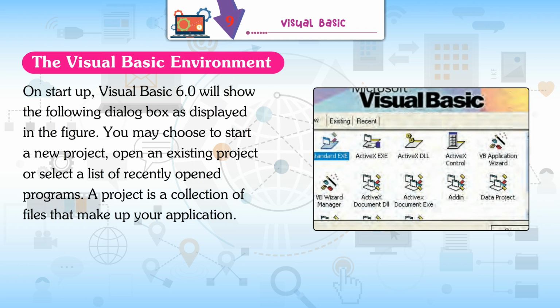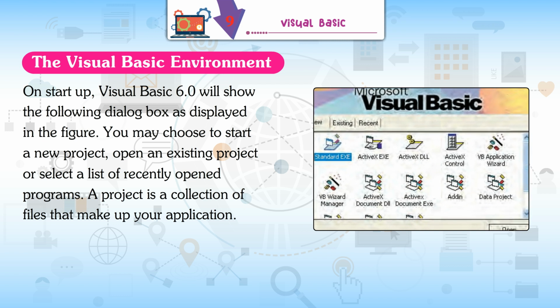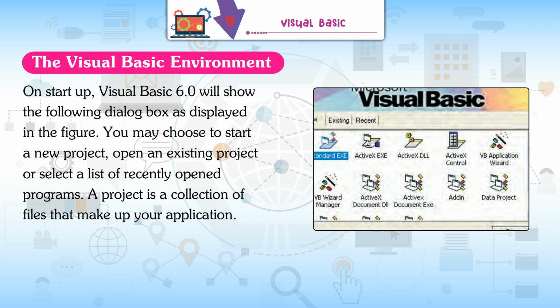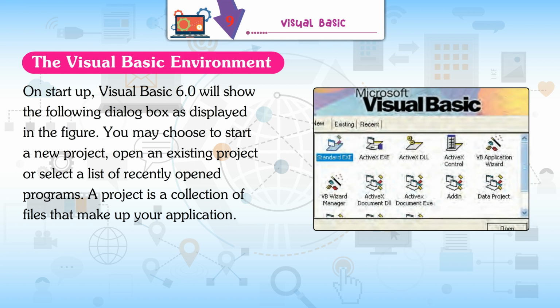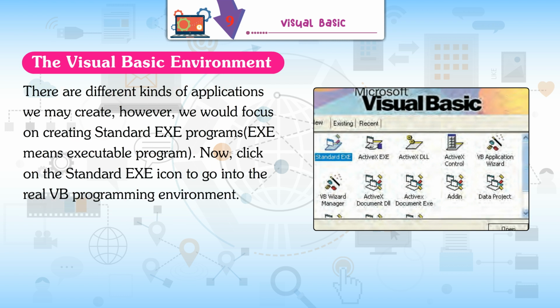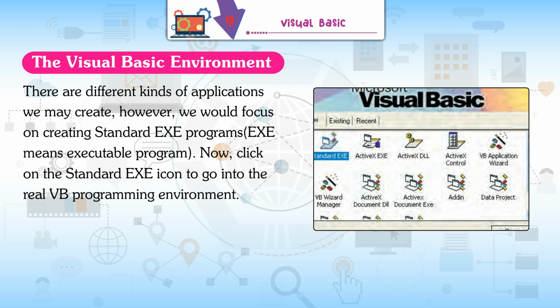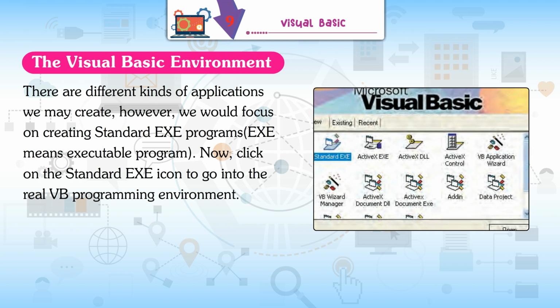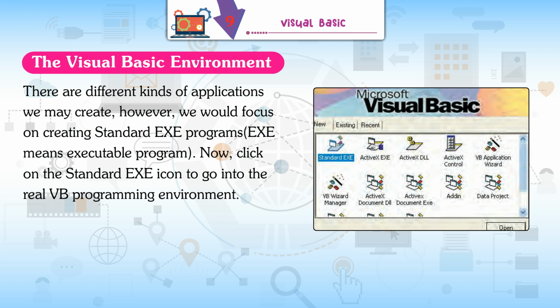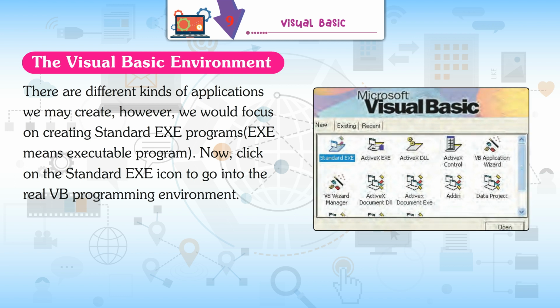The Visual Basic environment. On startup, Visual Basic 6.0 will show the following dialog box, as displayed in the figure. You may choose to start a new project, open an existing project, or select from a list of recently opened programs. A project is a collection of files that make up your application. There are different kinds of applications we may create. However, we will focus on creating standard EXE programs. EXE means executable program. Now click on the Standard EXE icon to go into the real VB programming environment.